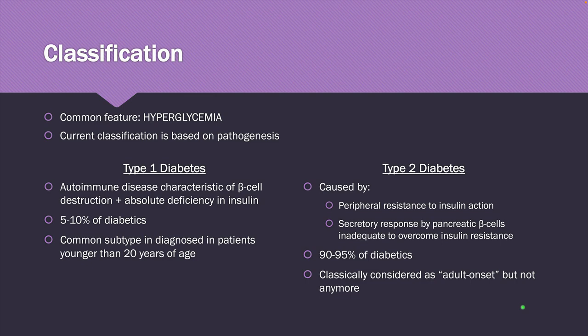So, classically, you divide diabetes into two types: type 1 diabetes and type 2 diabetes. And both have the same feature: hyperglycemia. Before, we had what we called juvenile onset and adult onset. But right now, the current classification is based on the pathogenesis. For type 1 diabetes, the characteristic is beta cell destruction and absolute deficiency in insulin. This was formerly called juvenile onset because the diagnosis is usually made in patients younger than 20 years of age, but it's not true.